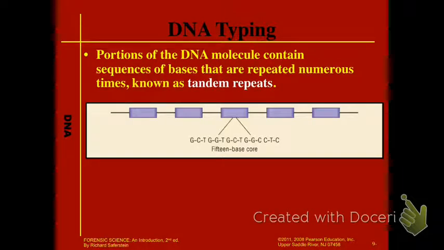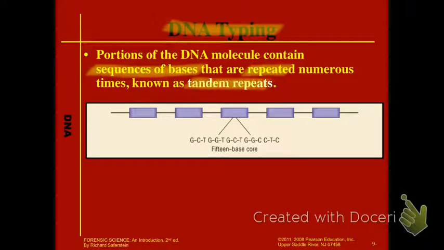When we're looking at DNA fingerprinting, which is also known as DNA typing, we look at areas of repeating sequences of bases called tandem repeats. This one is showing a 15 base core, so a sequence of 15 bases that's repeated over and over and over again.